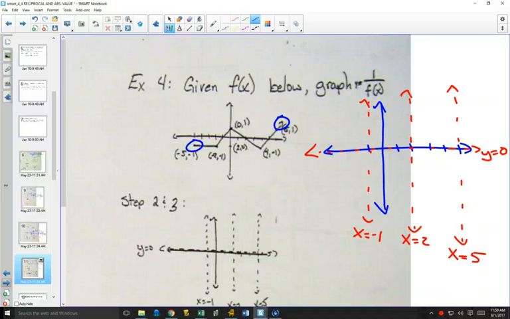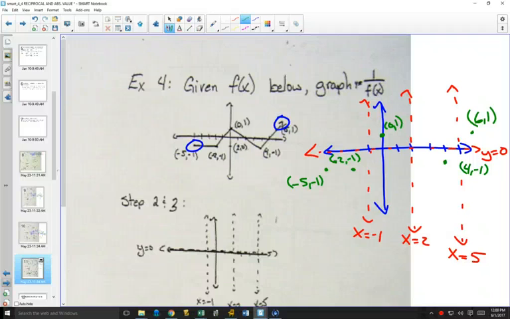What's going to happen to our points? Well, -5, -1, that's going to stay -5, -1. -2, -1, that's going to stay -2, -1. 0, 1, well, that's going to stay 0, 1. 4, -1, that's going to stay 4, -1. And 6, 1 is going to stay 6, 1. So we have a whole bunch of points that stay the same. We have a point in each section.